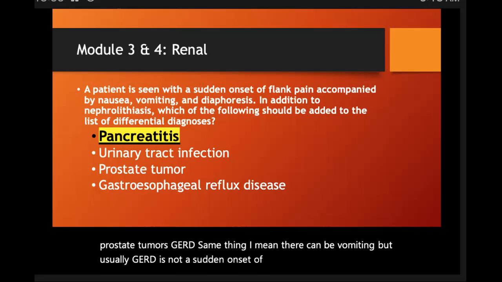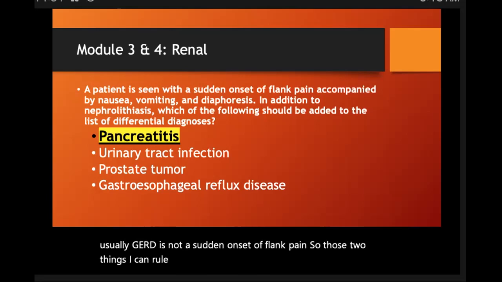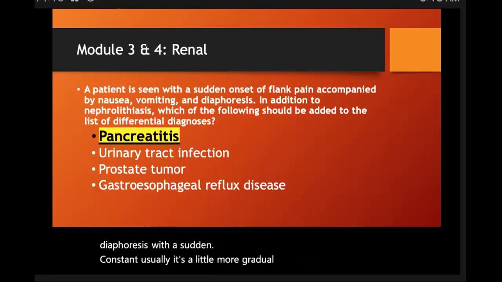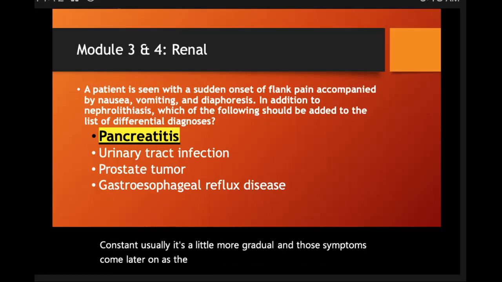So those 2 things I can rule out immediately. Those aren't the answers. UTI, you don't see nausea, vomiting, and diaphoresis with a sudden onset. Usually it's a little more gradual, and those symptoms come later on as the infection gets worse and is left untreated. Then we come to pancreatitis.